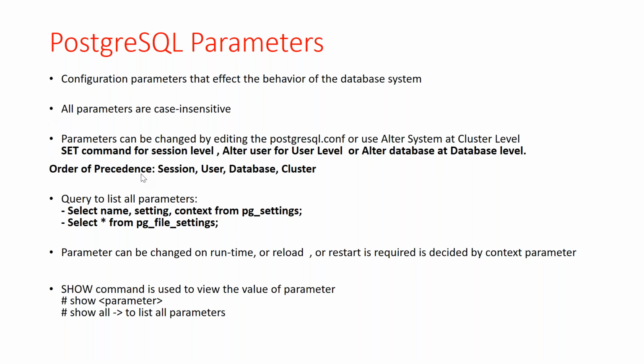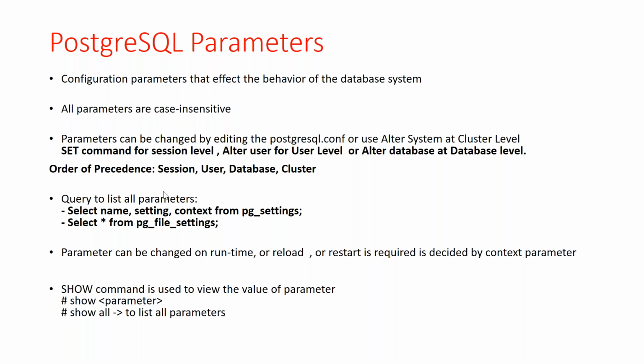You might be able to recall that yesterday, when we were changing the search path, we used the SET command, because search path is also a session parameter. So I can change it at a session level. I can also use the ALTER USER command to change a parameter at user level, and I can change it at database level. The order of precedence is session, user, database, and cluster. The smallest is session.